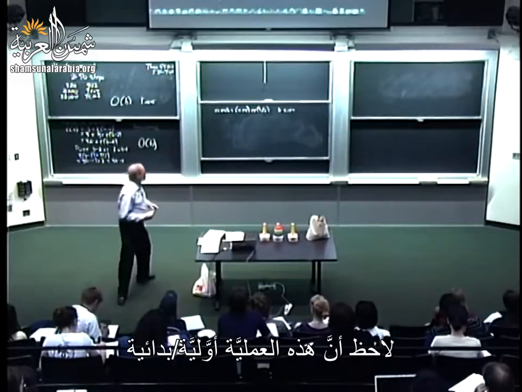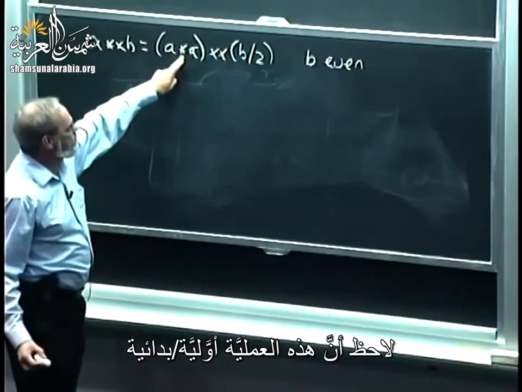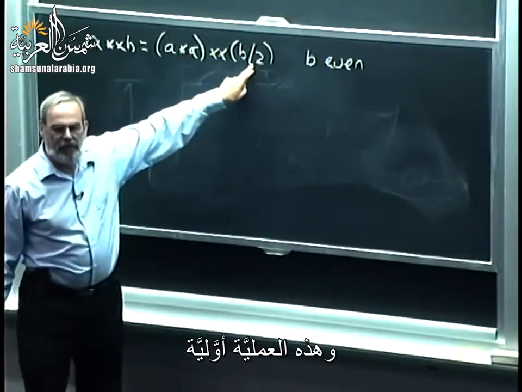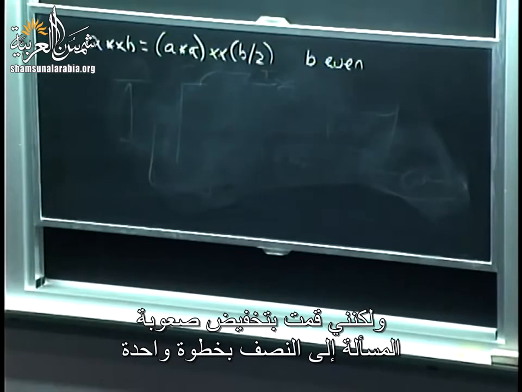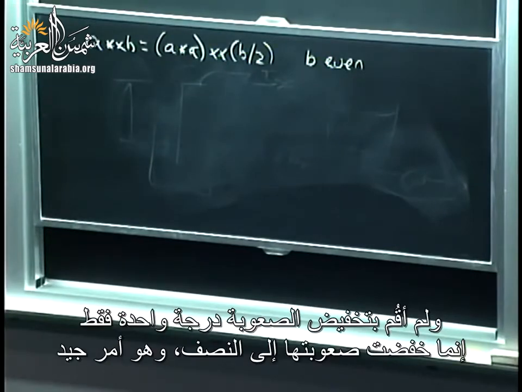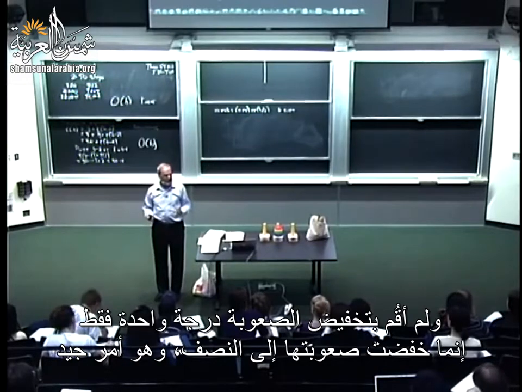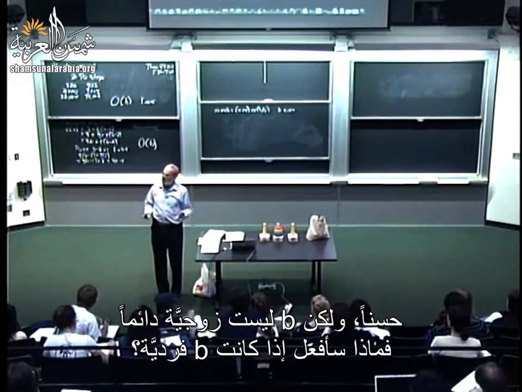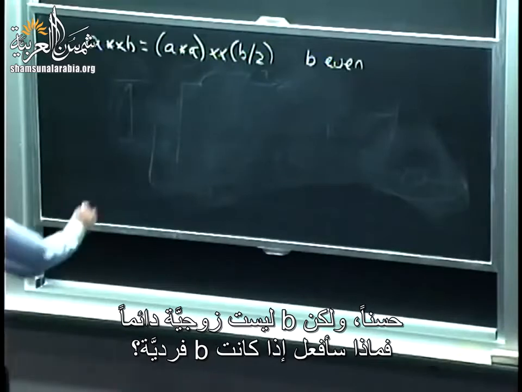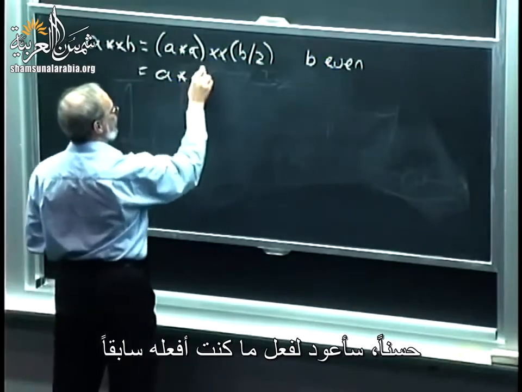Well, gee, notice. This is a primitive operation. That's a primitive operation. But in one step, I reduced this problem in half. I didn't just make it 1 smaller. I made it a half smaller. That's a nice deal. But I'm not always going to have b is even. If b is odd, what do I do? Well, go back to what I did before.